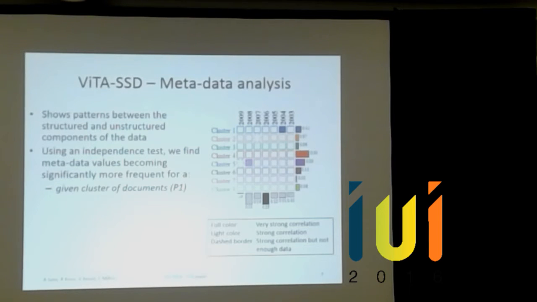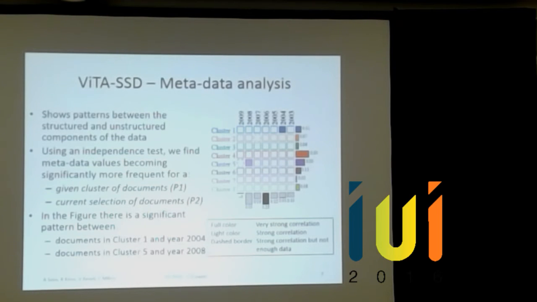Metadata analysis shows patterns between the structured and unstructured components of the data, and we determine that by using an independence test. We can determine interactions between the values of the metadata and given clusters or given selections of documents. In this figure, for example, you see a significant pattern between cluster 1 and 2014, and cluster 5 and year 2008.